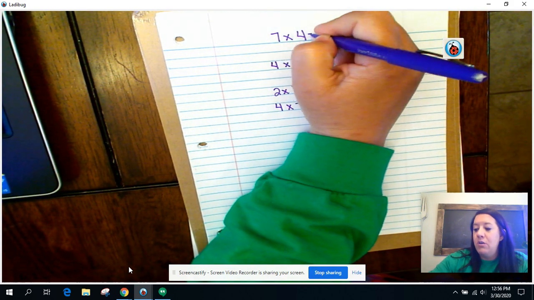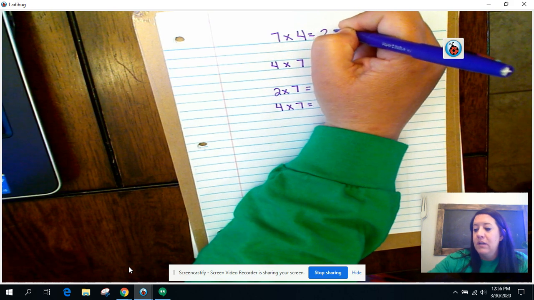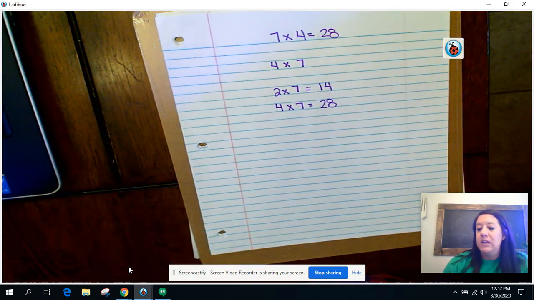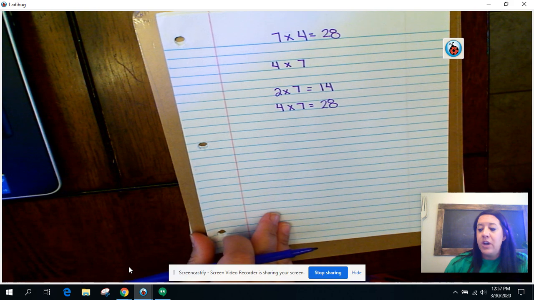Therefore, we know that 28 would also be the answer for seven groups of four, because when we do the turnaround fact, we know that those are the same answers no matter how I multiply it. So that's one strategy that you can use for your sevens facts.